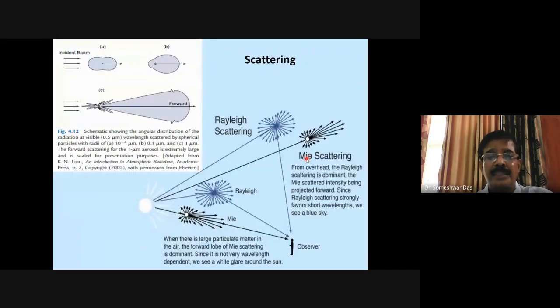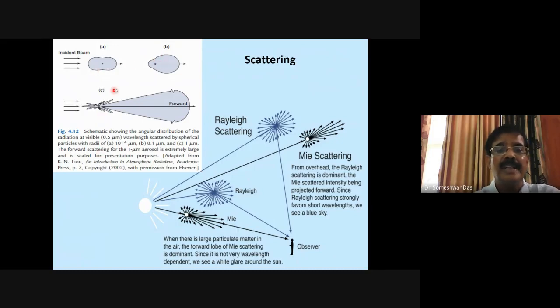There are other interesting examples of how scattering takes place with respect to the sizes of the scattering particles present in the atmosphere. For example, this is one type of particle in the atmosphere, this is another type of particle with a different radius, and this is another type with a different radius. So when the incident beam, the sunlight, falls upon these kinds of particles, it is scattered in different ways.